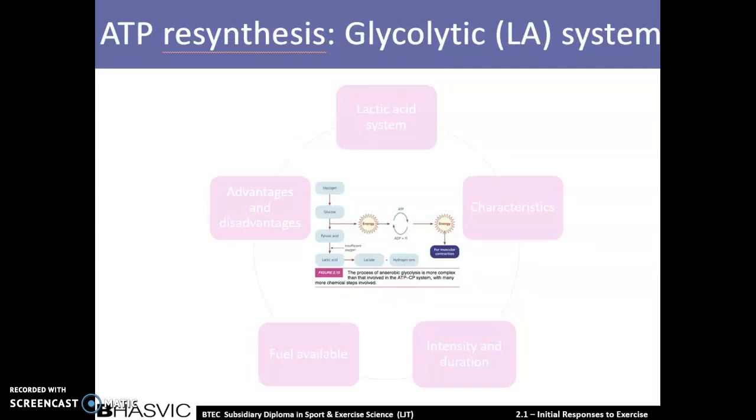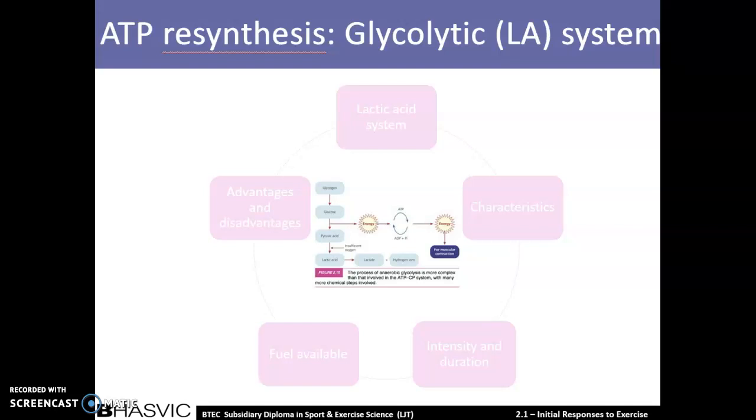Moving on to the lactic acid system. This is the use of glucose to produce energy. Glucose is found in carbohydrates and fats. The process starts when ATP and PC stores have run out of energy. The body needs it to be provided by the lactic acid system.